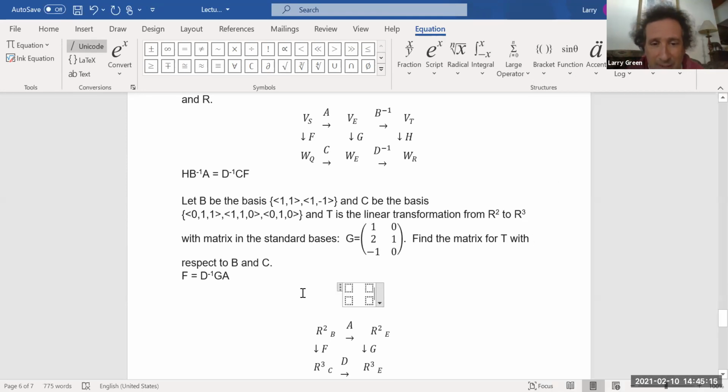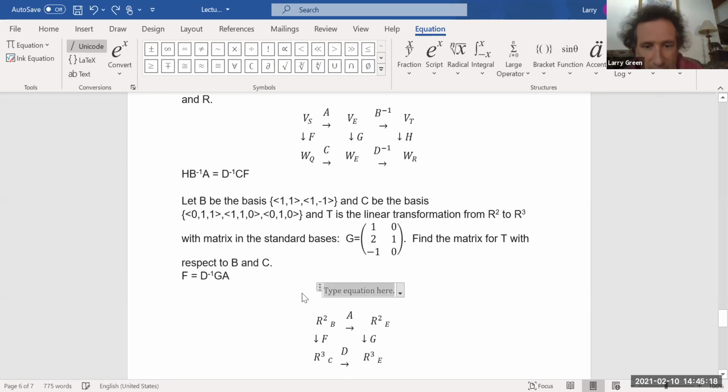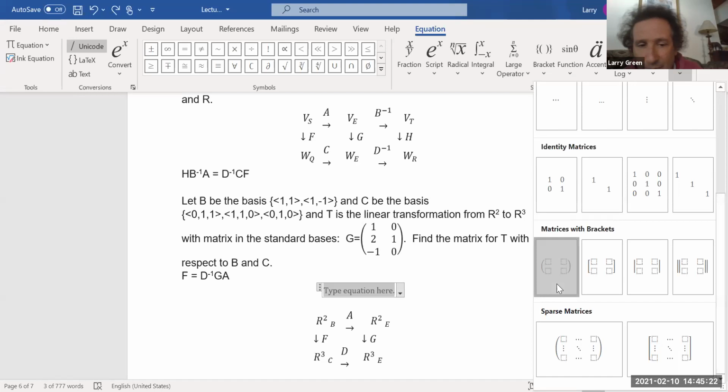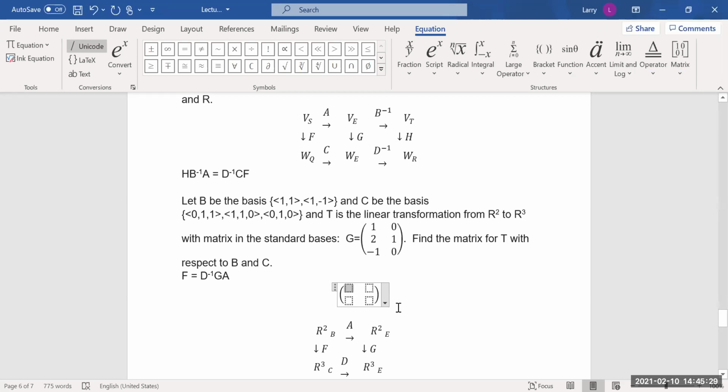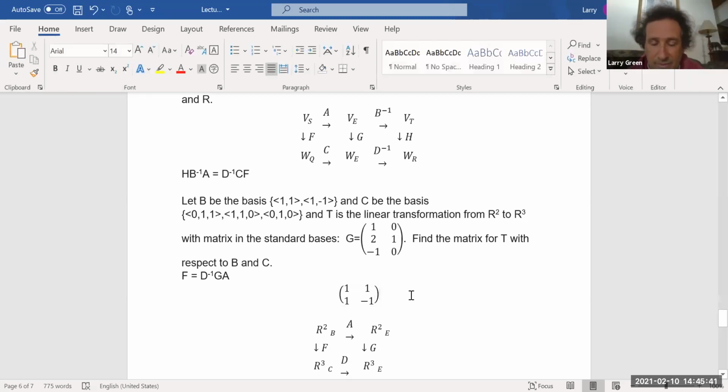So A should be a 2 by 2 matrix. And what is the 2 by 2 matrix A? 1, 1 as columns, 1, 1, and then 1, negative 1. Good. So that's what A is. Any questions on that?